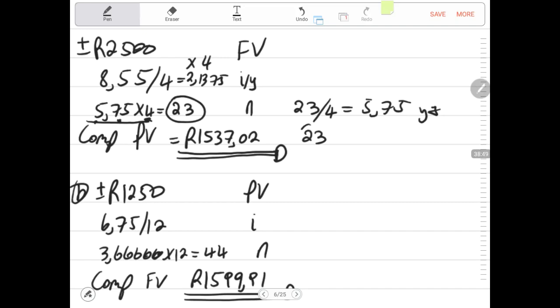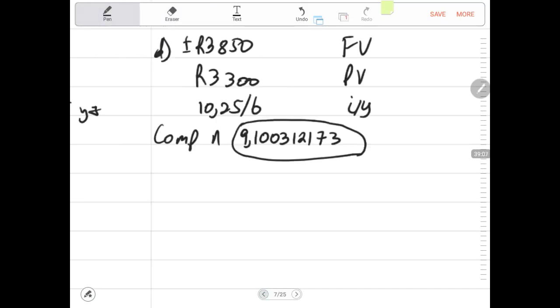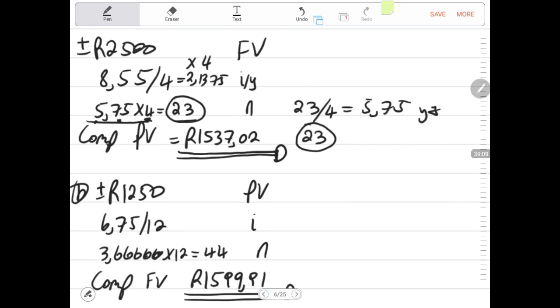So this 23 is the number of times the interest will be compounded over the period of the investment. Similarly, this number, which is 9 point something, is the number of times the interest will be compounded over the period of the investment, exactly the same as this 23. So now we need to know for how long this investment was invested. That means we are looking for the number of years now.